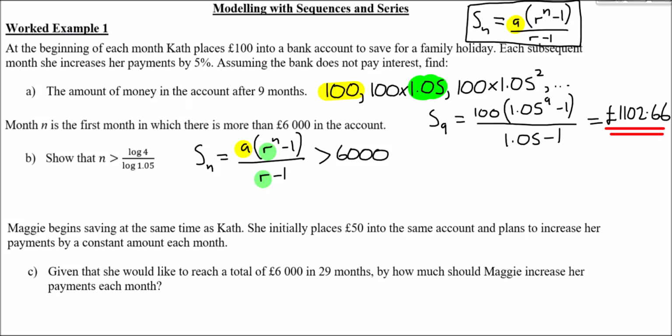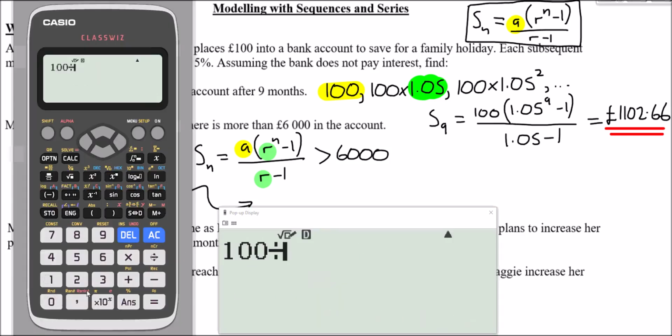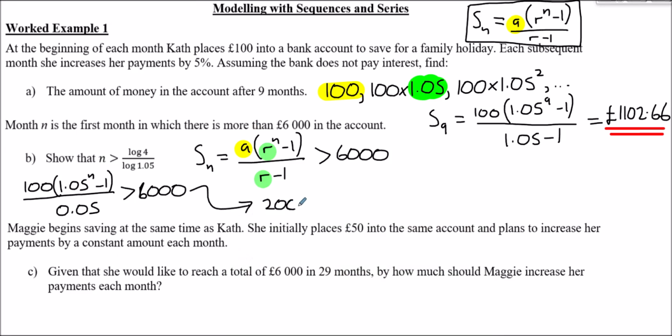So if we plug these values in, we're going to get 100 times 1.05 to the n minus 1, all over, well, 1.05 minus 1 will give us 0.05. That has to be greater than 6,000. So 100 divided by 0.05, what does that give us? Well, that gives 2,000. So this means we've got 2,000 brackets 1.05 to the n minus 1 must be greater than 6,000.